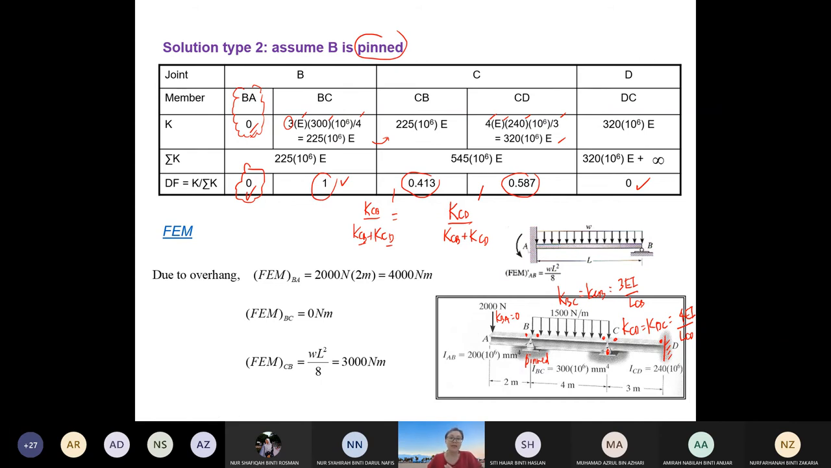For fixed end moment, again, you can always treat it as fixed if you cannot find this template, the template where you have fixed and pin. So if you have a fixed and pin, for member BC we have 1005 newton per meter. You can use this formula WL squared over 8 to get the pin-fixed condition, where at the pin the fixed end moment is 0, and at the other fixed end we have WL squared over 8.